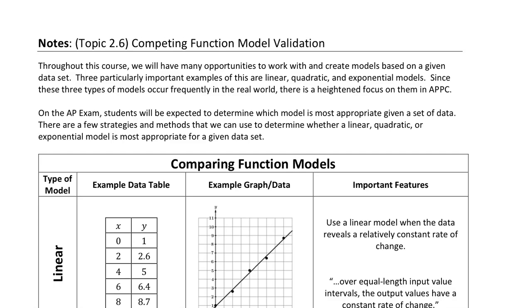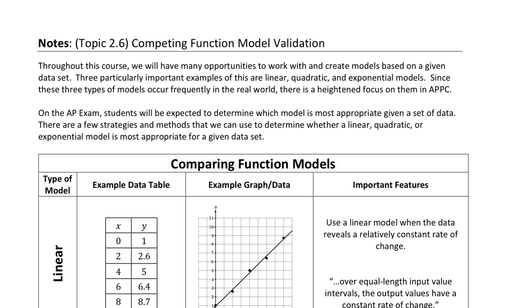Throughout this course, we will have many opportunities to work with and create models based on a given data set. The three particularly important examples that we've gone over so far in class are linear, quadratic, and exponential models. Since these three models occur frequently in the real world, there's a larger emphasis on them in this class. On the AP exam, you are expected to determine which model is most appropriate to a given data set.